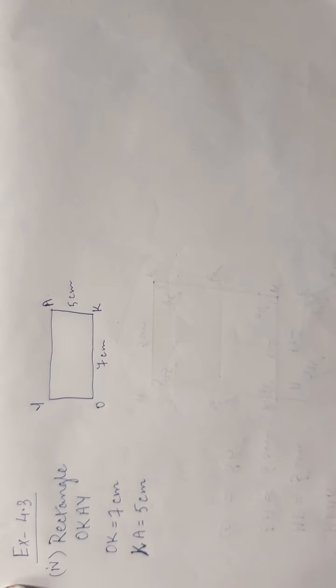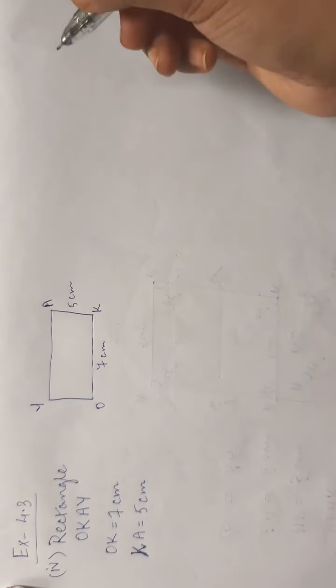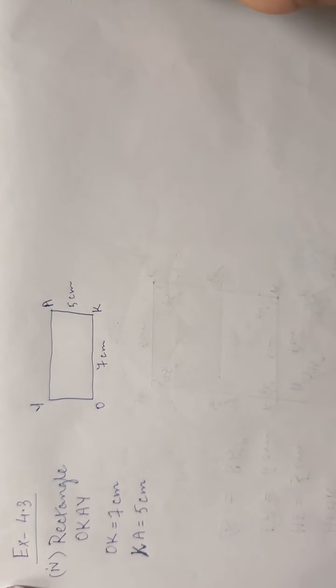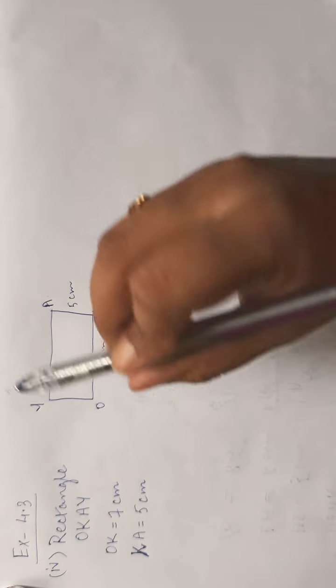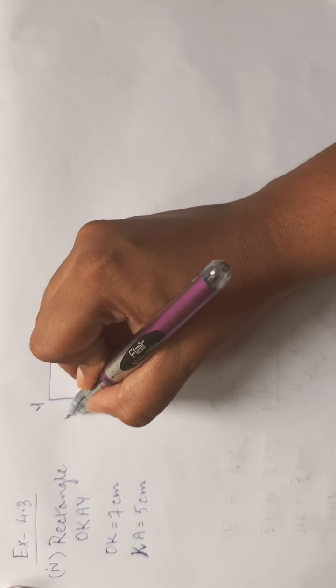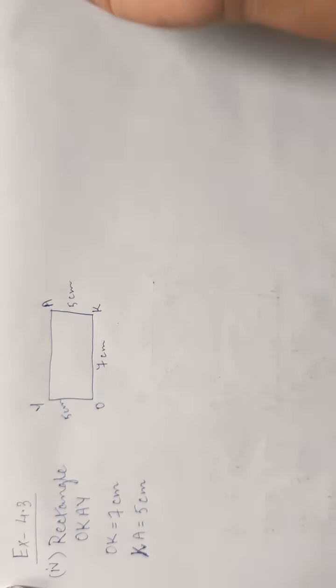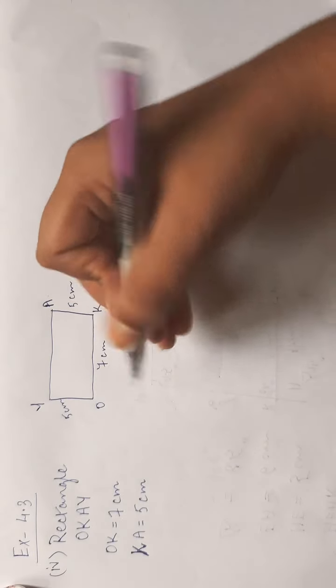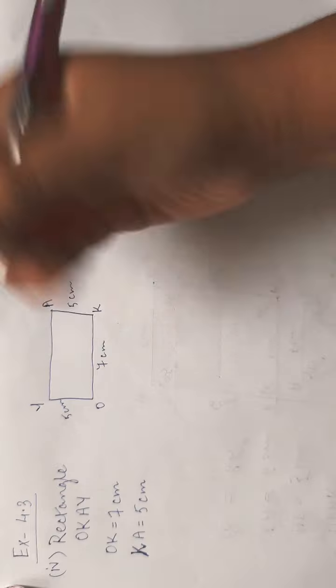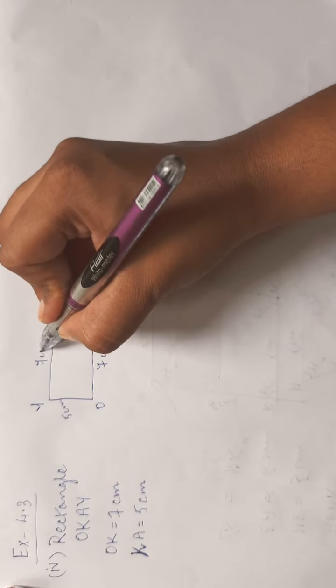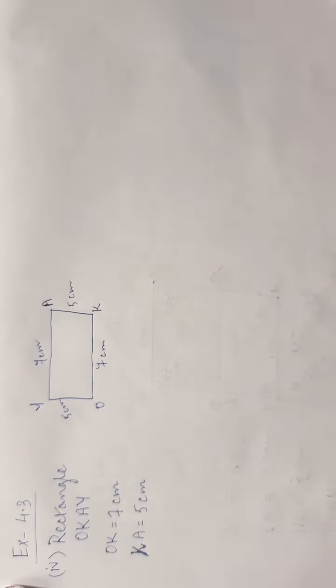So children, since it is a rectangle, we all know that the opposite sides are equal. So if this is 5 centimeter, this side is also 5 centimeter. If OK is 7 centimeter, the opposite side AY is also 7 centimeter. This is a rule, a property which we all know.